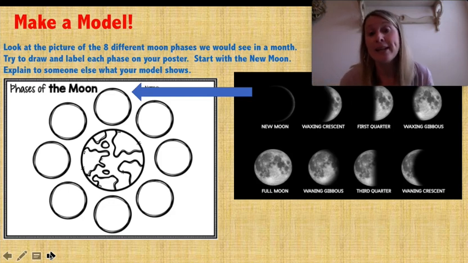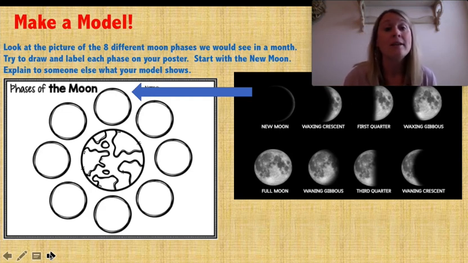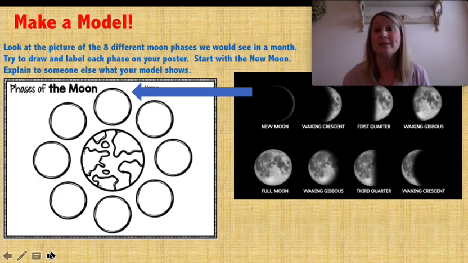So over on the right here, you can see all the phases and the names of those. These are what we saw in the video as well. And you can draw the order or the pattern that the moon phases go through on your model. And you can use that to teach someone as well.